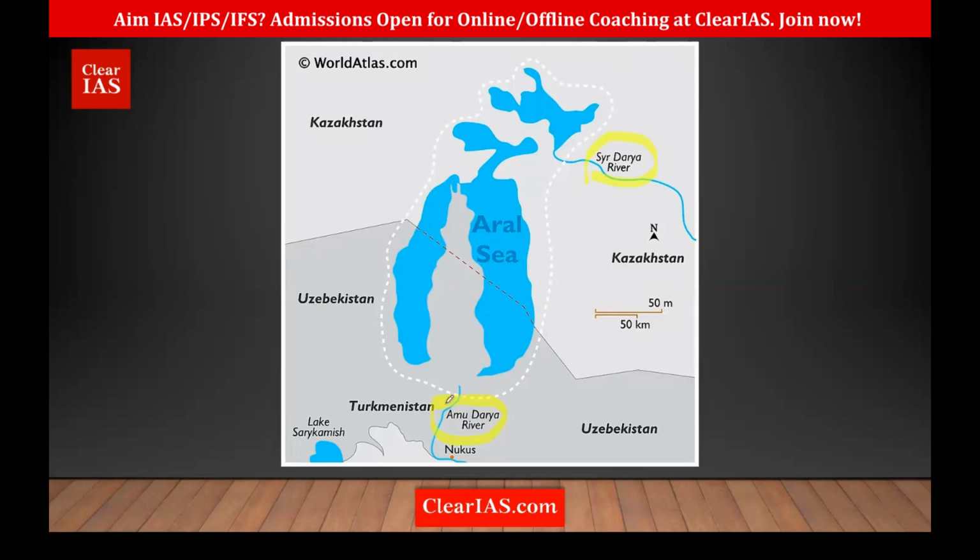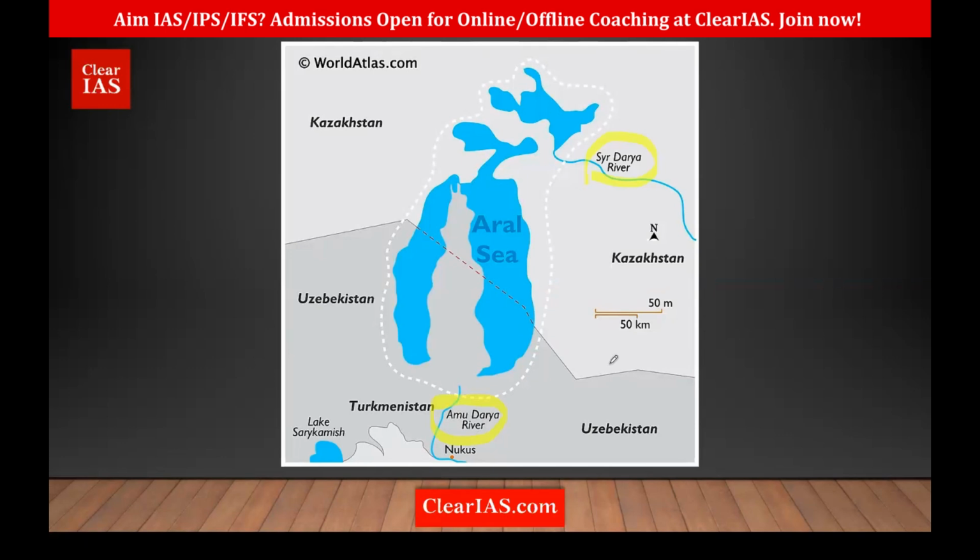So remember, whenever you talk about Aral Sea, remember it's between Kazakhstan and Uzbekistan, and also these 2 rivers, Amudarya and Sirdarya. Russia constructed dams on these rivers, and what happened? The water supply to Aral Sea decreased and the Aral Sea is shrinking.